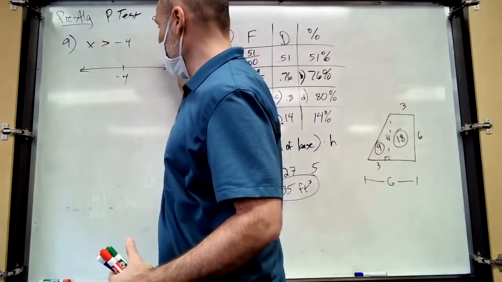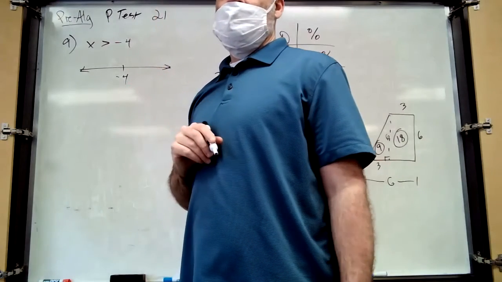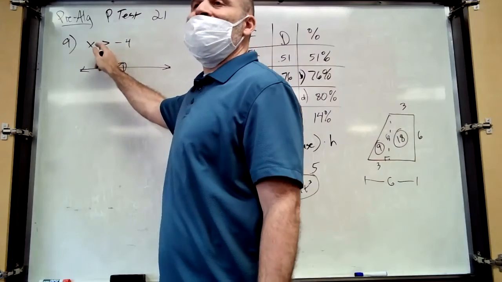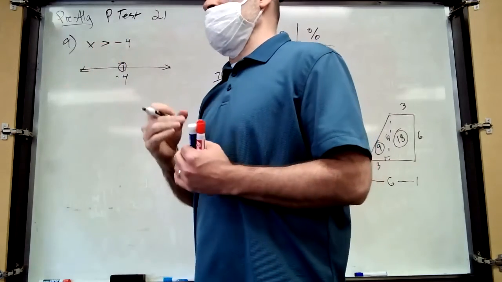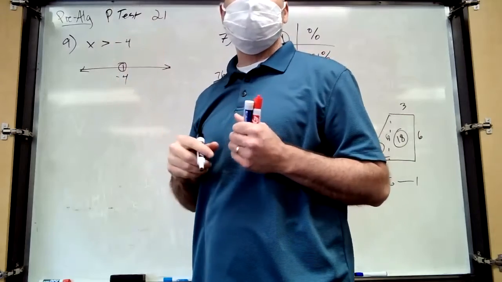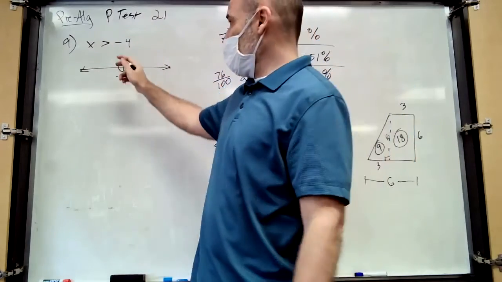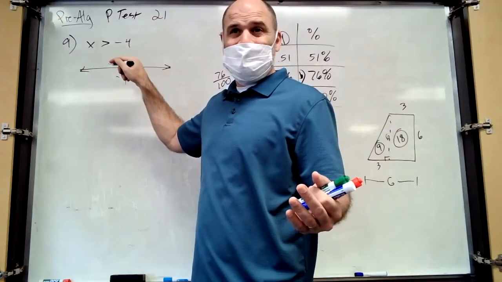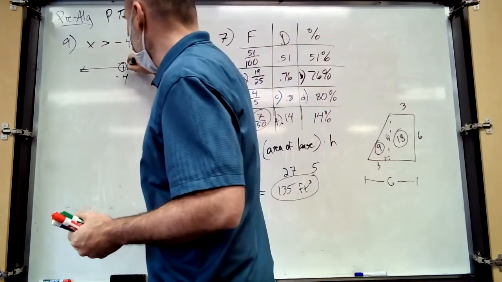But what do we do on the -4? We're gonna do a dot, but you don't color it. You do an open circle because you don't want it to touch it, because it's just greater than. If it was greater than or equal to, then you would fill it in. You guys remember that? If it's greater than or equal to, or less than or equal to, you fill in the dot. But you shade to the right either way.